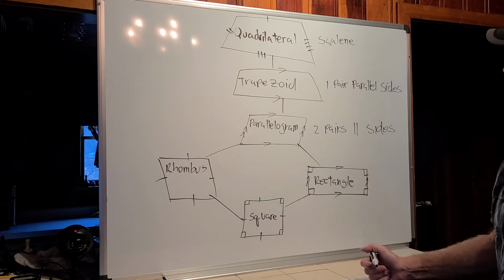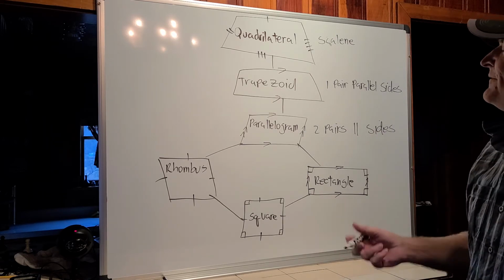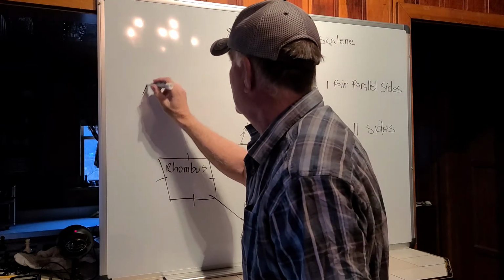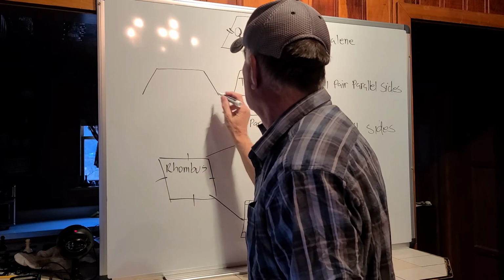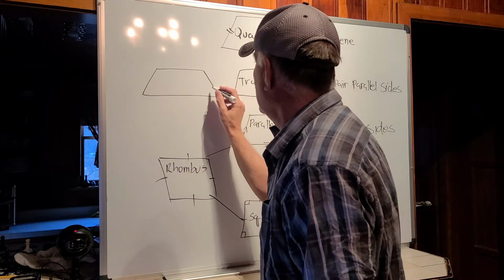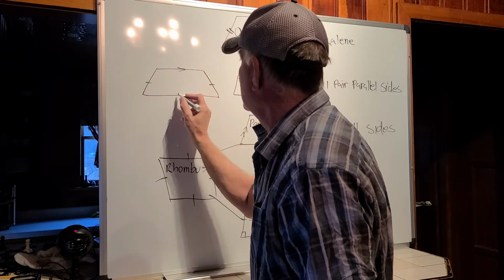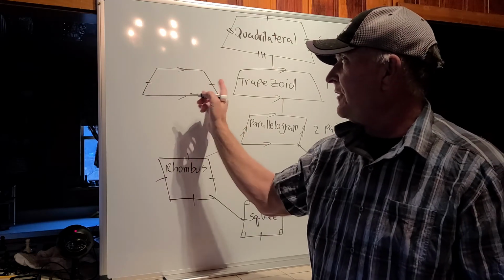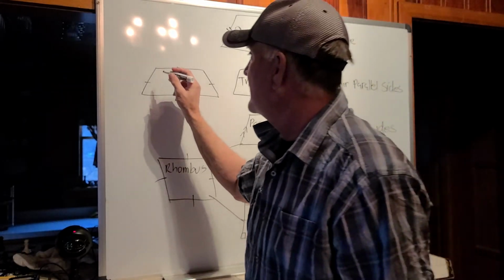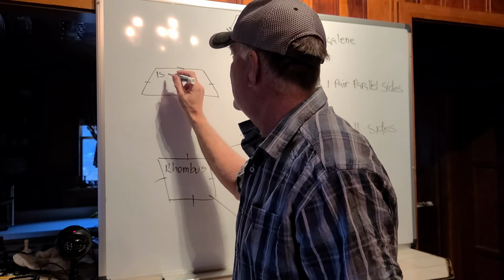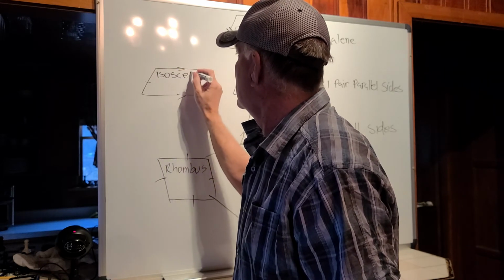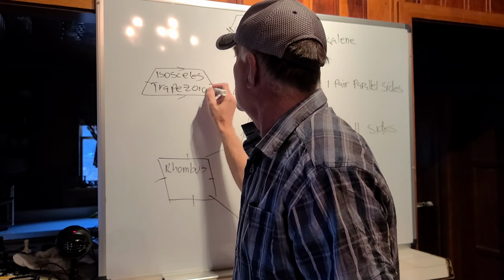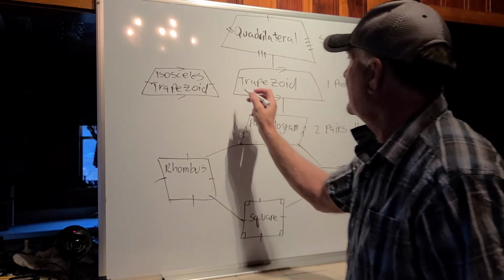Okay, so what else? We could also have a trapezoid that has two sides parallel and two sides equal. So these two sides would be parallel, and then the other sides are not parallel, but they're congruent. And so this would be called an isosceles trapezoid. And so that's from the trapezoid.